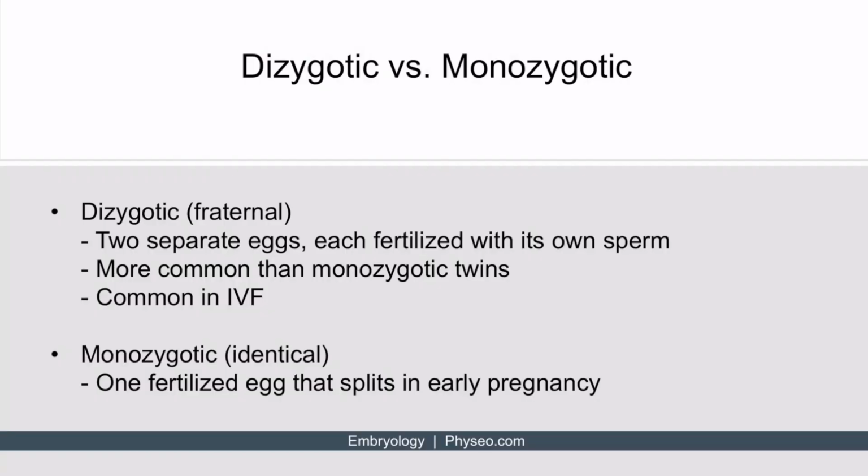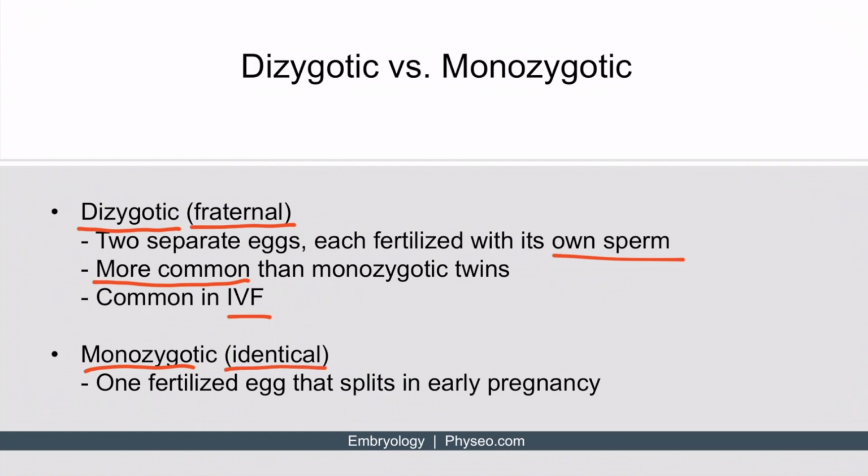The first type are dizygotic or fraternal twins. And these twins arise from two separate eggs, each of them fertilized with their own sperm. So in other words, one sperm isn't shared between two eggs. And this type of twinning is more common than monozygotic twins, and it's especially prevalent when a couple goes through IVF treatments. The second type of twinning is called monozygotic or identical twins.